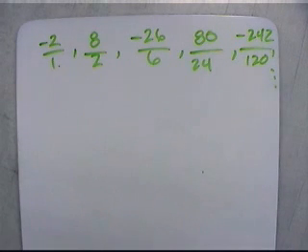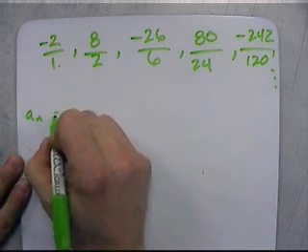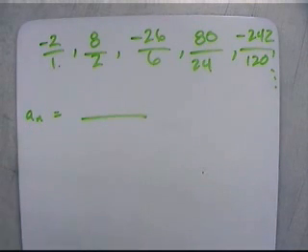Oh, you get negative, positive. I ran out of room on my dots. Okay, so let's figure this sequence out, and then we'll cut you loose.